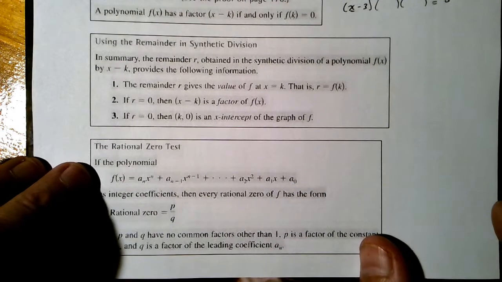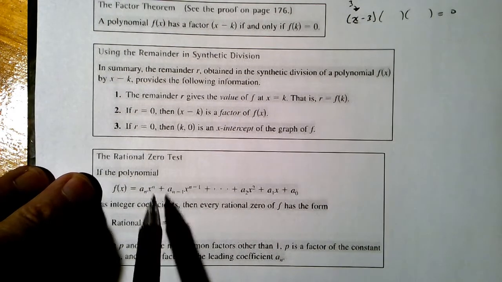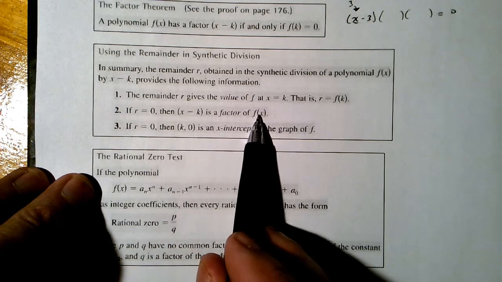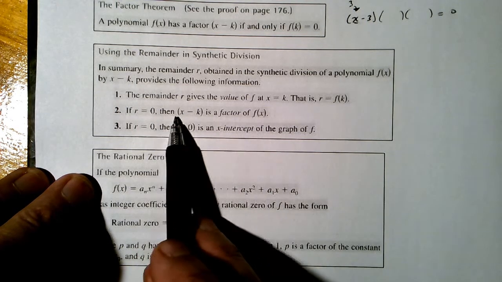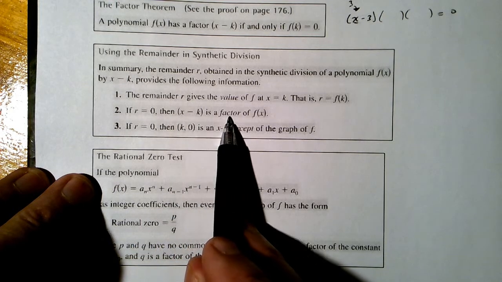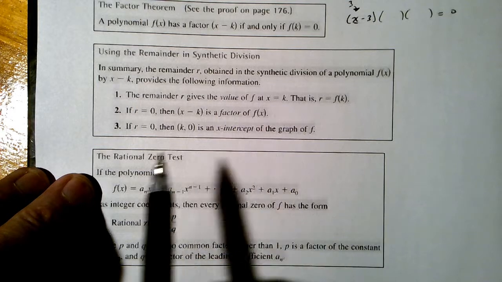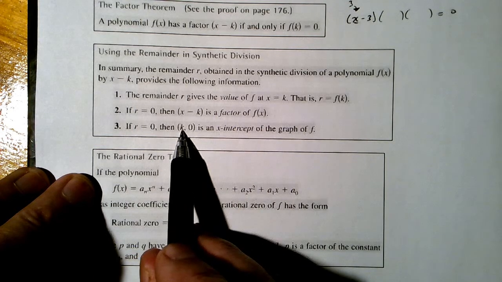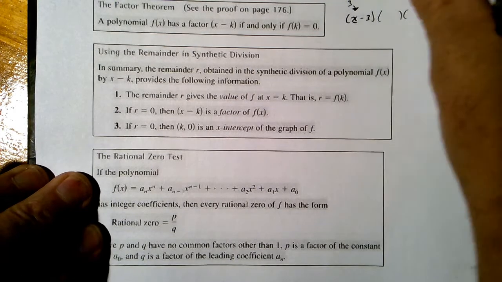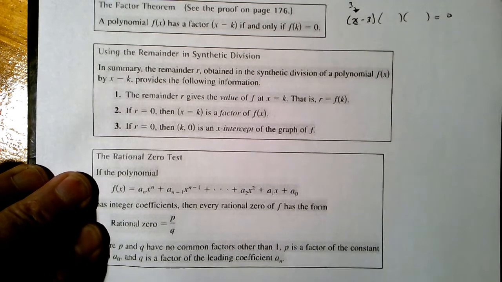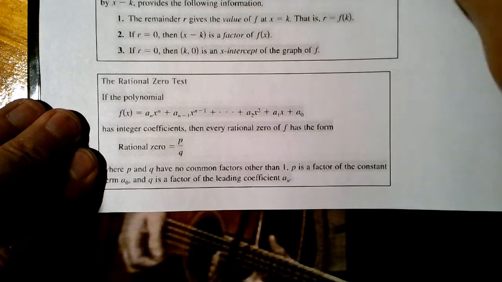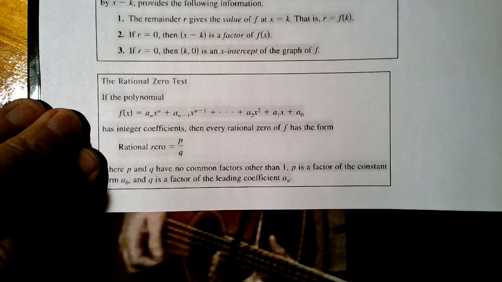And let's see here. If r equals 0, if the remainder is 0, then x minus k is a factor of f of x, and if r equals 0, then k, 0 is the x-intercept. These are really just synonymous, and again, I think they'll make a lot of sense when we go through that process. And then the rational zero test, we're going to actually come back and talk about that as we get to those problems a little bit later in this section.